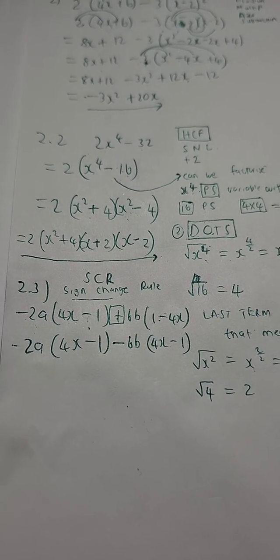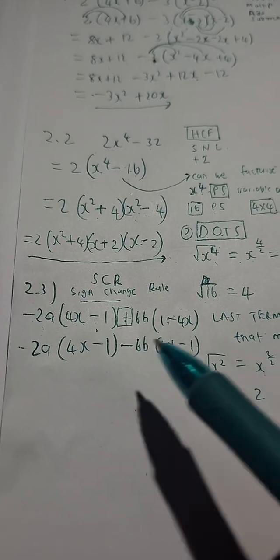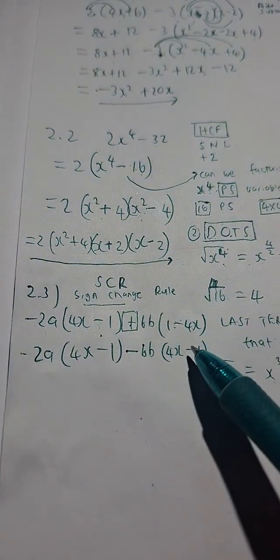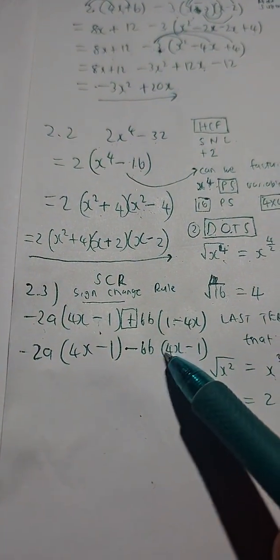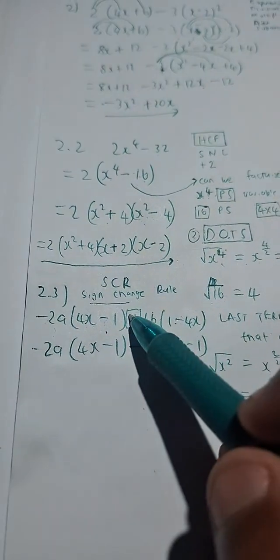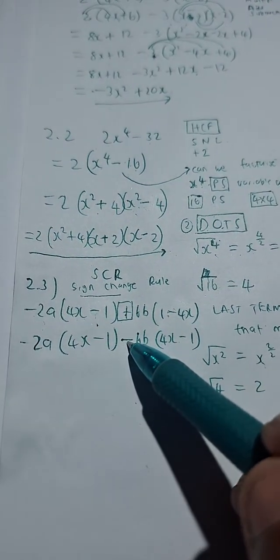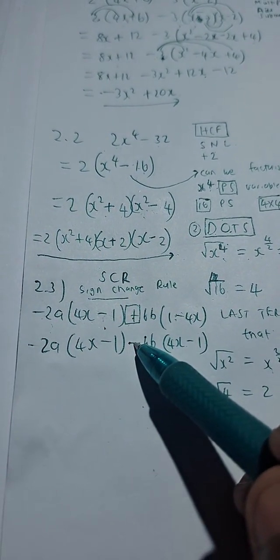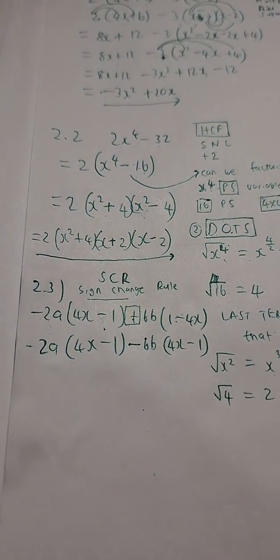What does the procedure entail? What do we do when we apply the procedure? We change the sign and we change the order. The sign change rule says we change the sign. It was positive, now it's negative. Then we change the order.